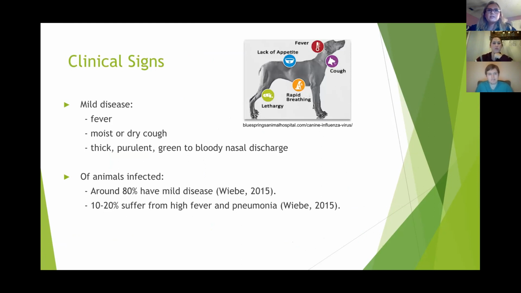Okay, clinical signs. They can be asymptomatic, but it also varies from mild symptoms to severe disease. Mild disease can encompass a fever, moist or dry cough, and thick, purulent green to bloody nasal discharge. About 80% of dogs have the mild disease, and about 10 to 20% suffer from the high fever and pneumonia, also from Webb 2015. About half of the dogs who develop the pneumonia secondary to CIV without proper treatment will unfortunately end up dying.